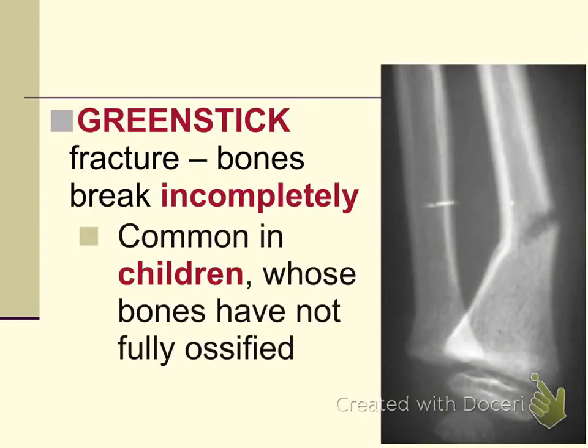A greenstick fracture only occurs in children, and it is an incomplete break in the bone because in children the bone hasn't fully ossified, hasn't hardened, it is still cartilage, so they're a lot more flexible and they don't break. So what you're looking for is that portion of the bone is going to stay unbroken, and then there'll just be a crack in the bone on one side, so it hasn't completely broken through.